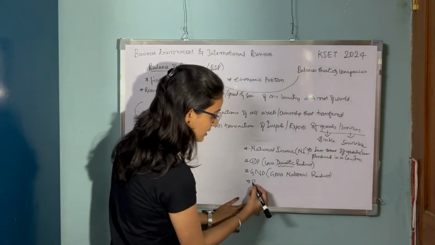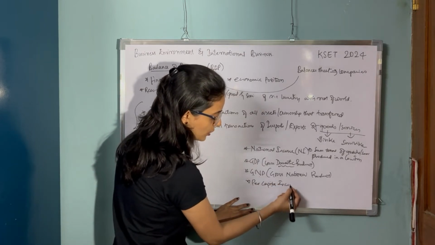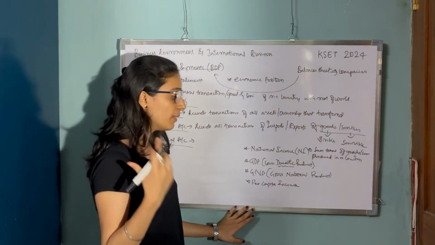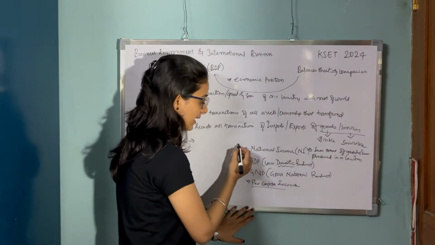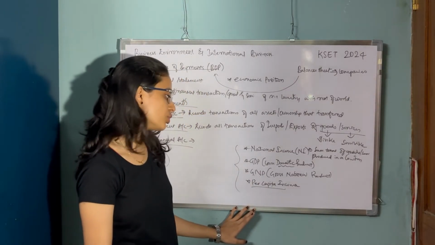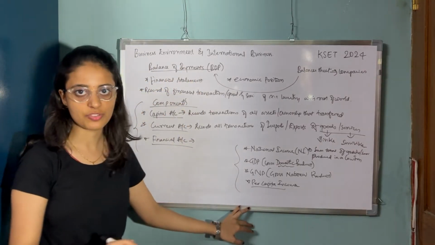There is something known as per capita income, which is measuring the income per head, per person, known as per capita income. So these were the few important concepts which I think you should have an idea about. So this is all about BOP and balance of payment.